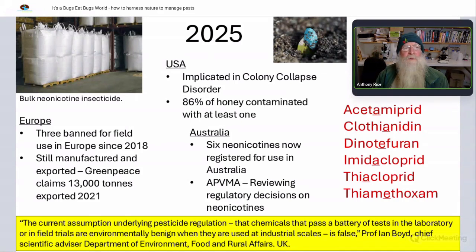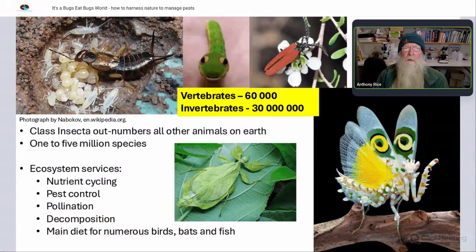So the Chief Scientific Advisor for the Department for Environment in the UK has said that the current assumption underlying pesticide regulation, that chemicals which pass a battery of tests in the laboratory or in field trials are environmentally benign when they're used at an industrial scale, is false. And it highlights the fact that our testing of these products is not up to dealing with things like these neonicotinoids, and I'll talk a little bit about that in a moment.